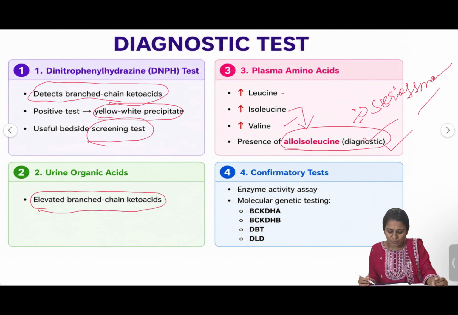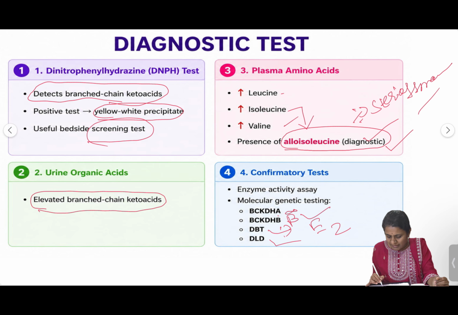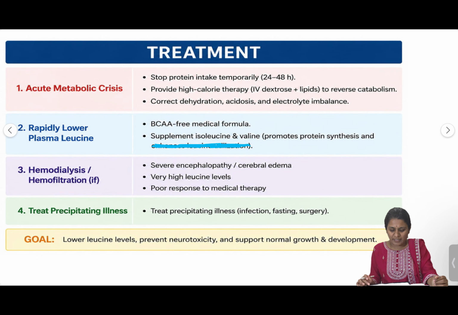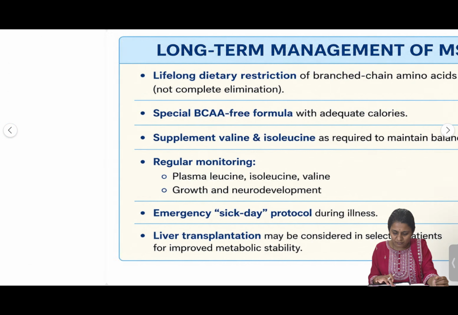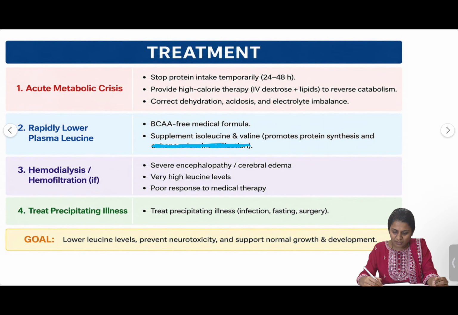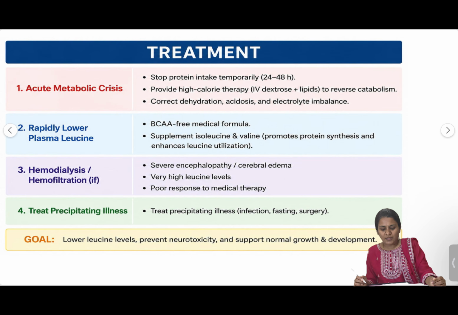What confirmative test do you want to do? You can go for enzyme activity testing, that is molecular genetic testing, to test for the enzyme activity. So this is branched chain keto acid dehydrogenase enzyme, alpha. Do for beta also. This DBT is nothing but the E2 component. DLD is nothing but the E3 component. So these are all diagnostic tests. So hope I am clear.